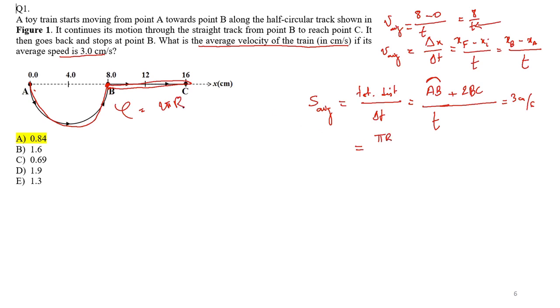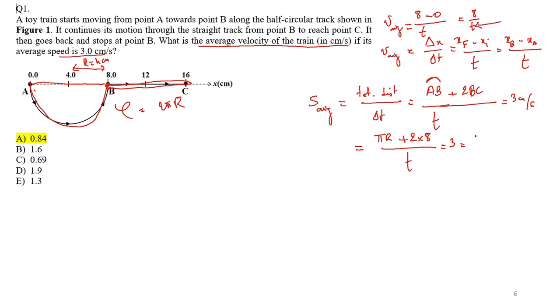Let me put it capital R. And here, by the way, what is the r? It is 4 centimeters. The diameter is 8 centimeters. The radius is half the diameter. So pi r plus 2 times BC. BC is equal to 8, divided by t. And this is equal to 3.